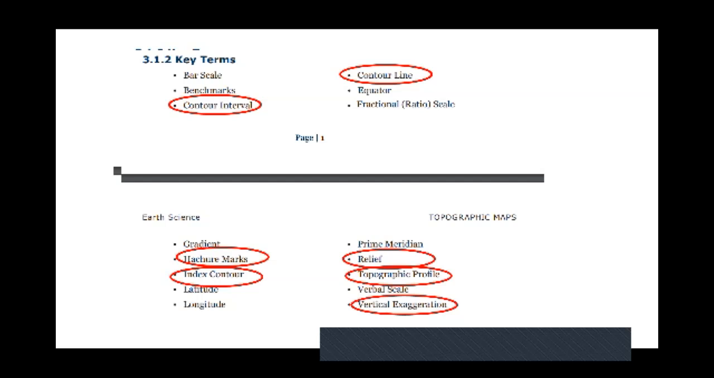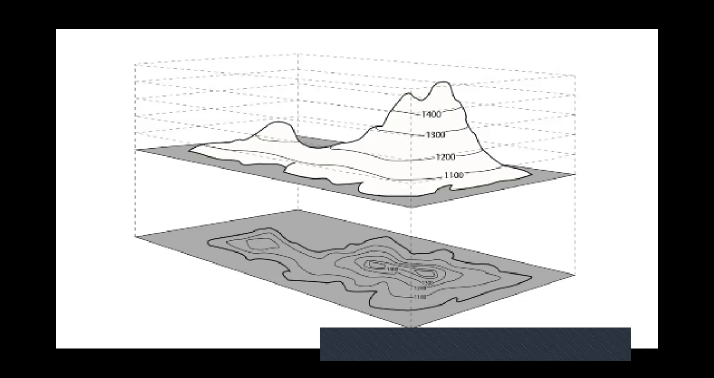So the last part of the key terms are going to be the ones that we're going to be dealing with a lot when we start actually physically doing the lab. And so these are things like contour lines and contour intervals, relief, profile, vertical exaggeration, and hatch marks. So a topographic map is a map showing elevation. And so in this depiction, the upper image is a three-dimensional drawing of what we're going to be mapping on the bottom.